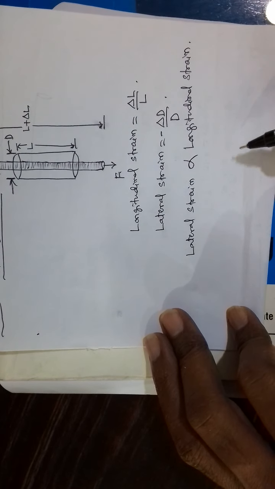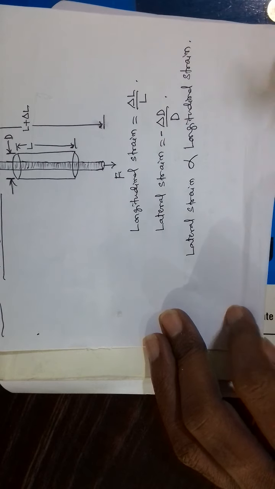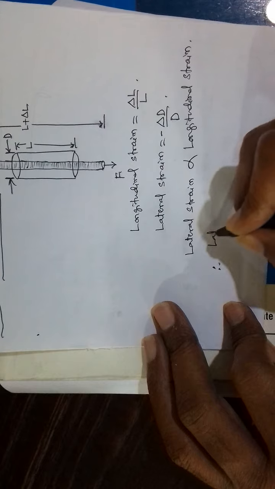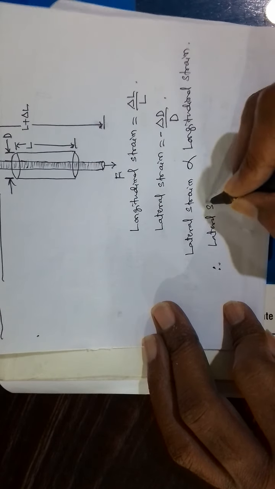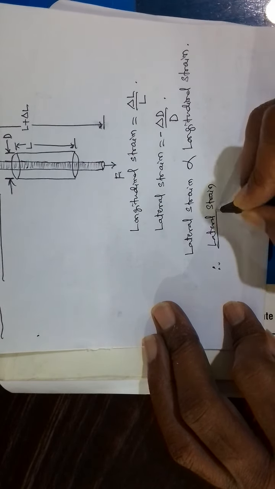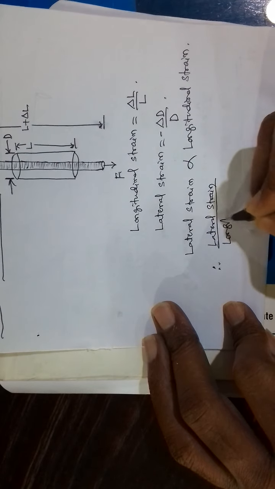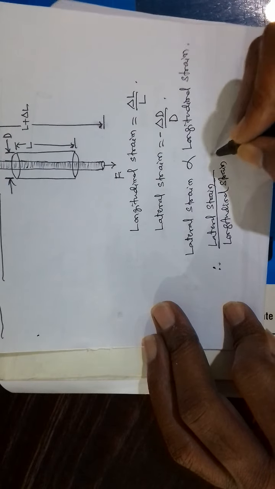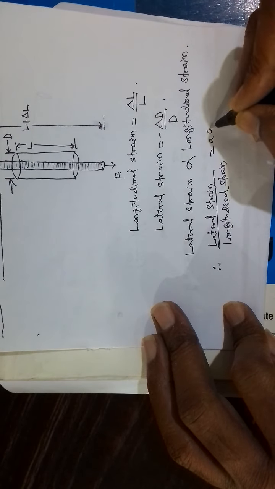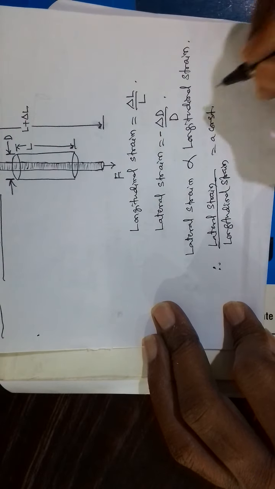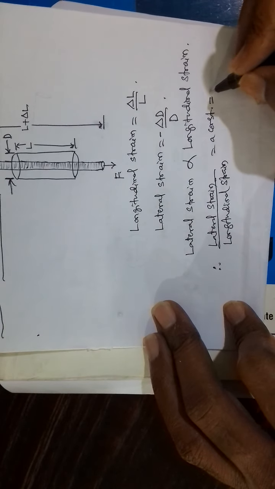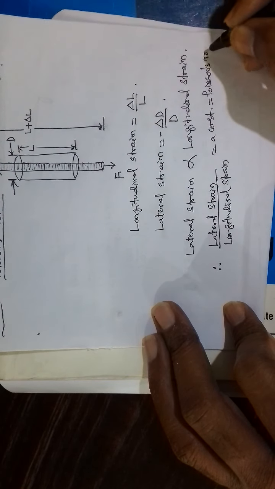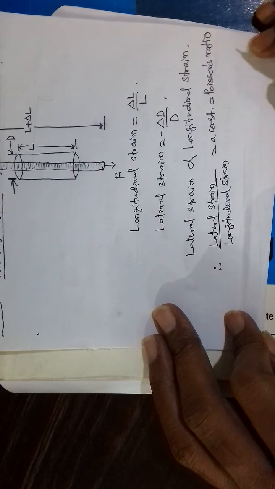So it means the ratio of these two will be a constant. Therefore, lateral strain divided by longitudinal strain is a constant. And that constant is called Poisson's ratio. That ratio is called Poisson's ratio.